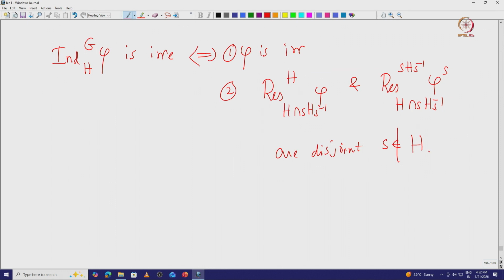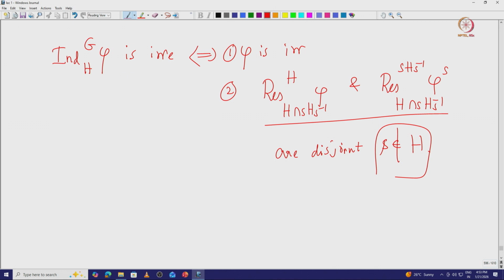But in practice we can choose one set of double coset representatives, and then we can simply verify that these are indeed disjoint. So, that is much easier than proving it for all S not in capital H. So, this actually completes the proof of Mackey's irreducibility criterion.